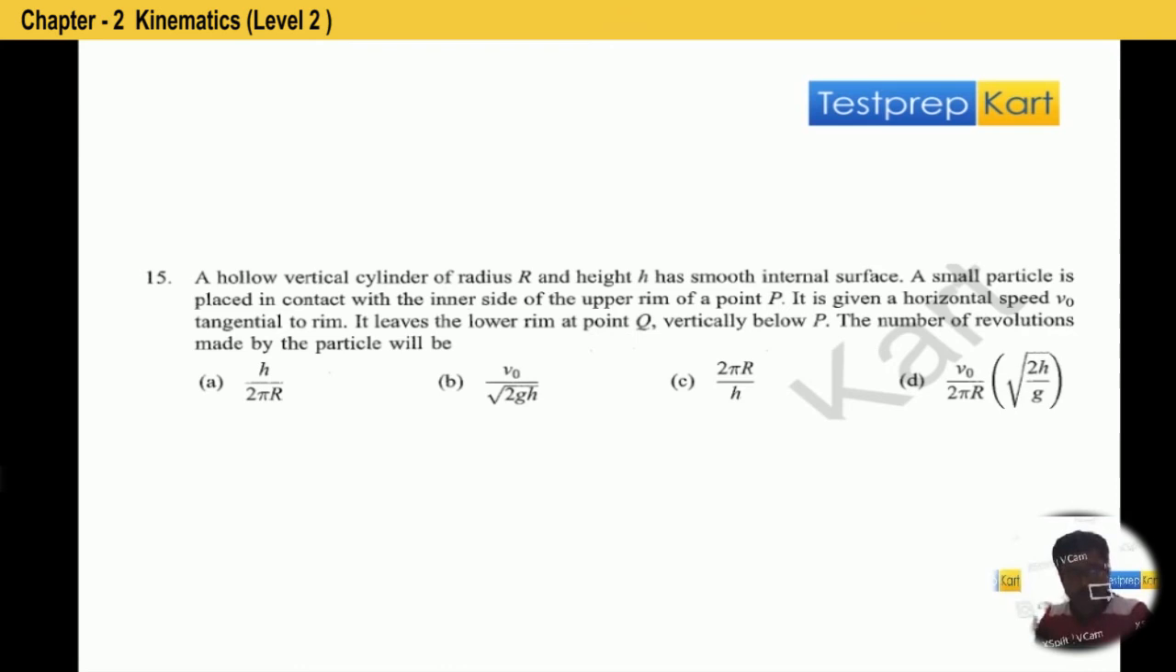A hollow vertical cylinder of radius r and height h has a smooth internal surface. A small particle is placed in contact with the inner side of the upper rim at point P. It is given velocity V0 tangential to the rim. It leaves the lower rim at point Q. Particle will be below P. The number of revolutions made by the particle will be.